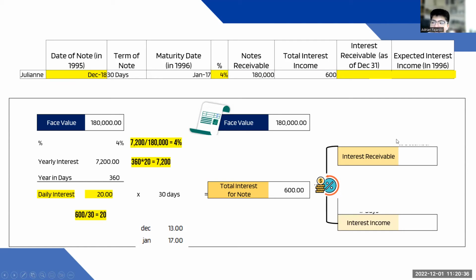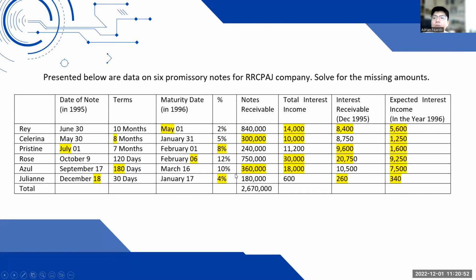And then this one is just knowing the number of days. This is 13 days in December. So 260 kasi 20 times 13 days is 260. And then finally, 17 days times 20 is 340. Right? So basically, it looks complicated, but as long as you know how to solve for it naman, per note, then it's very manageable. Right?